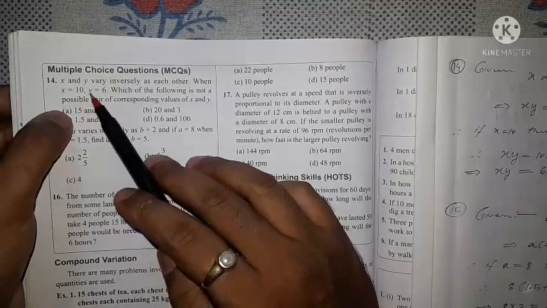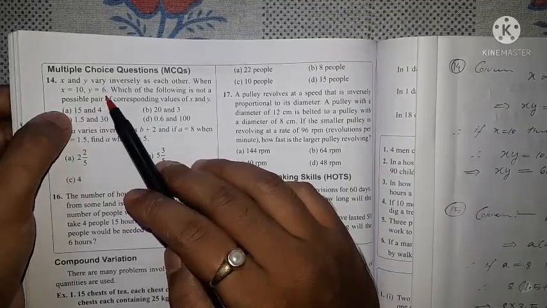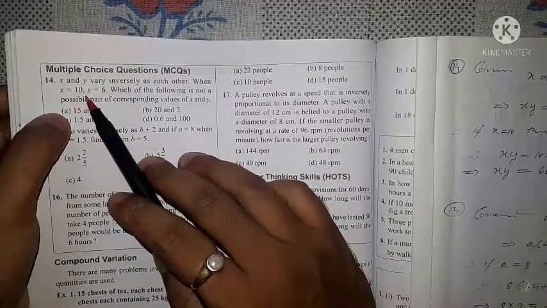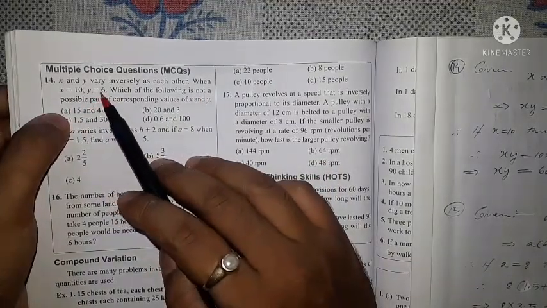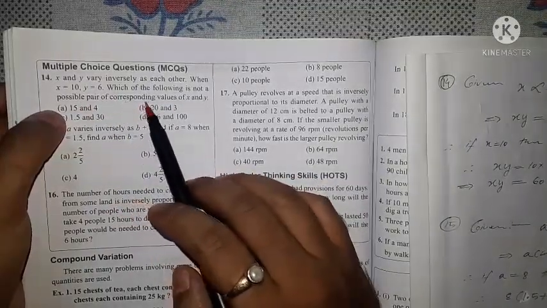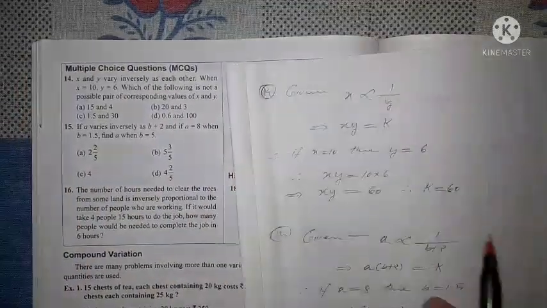So when x is equal to 10 and y is equal to 6, that means x and y are inversely proportional. Which one of the following is not a possible pair of corresponding values of x and y?